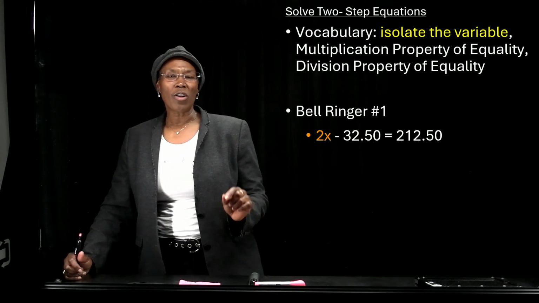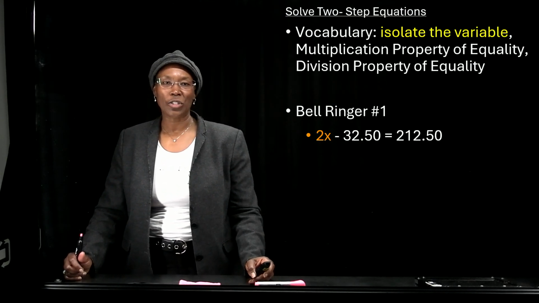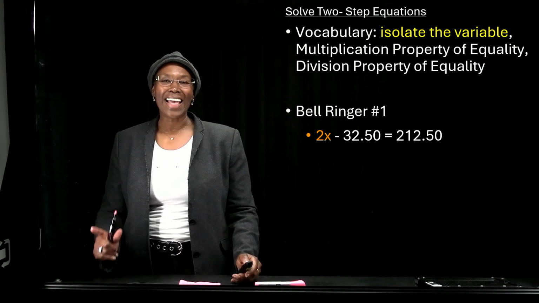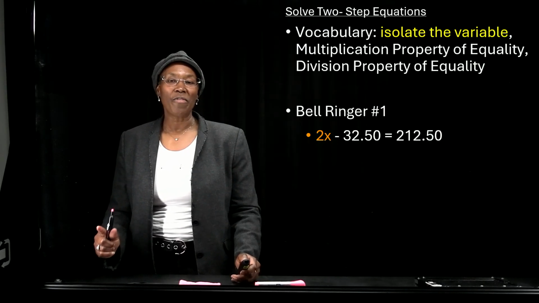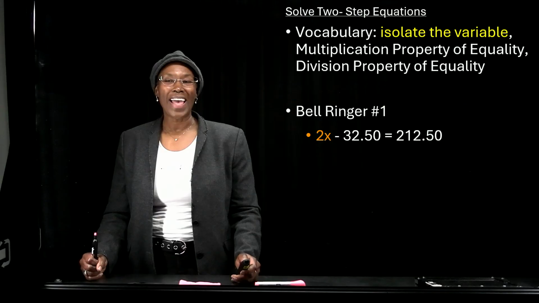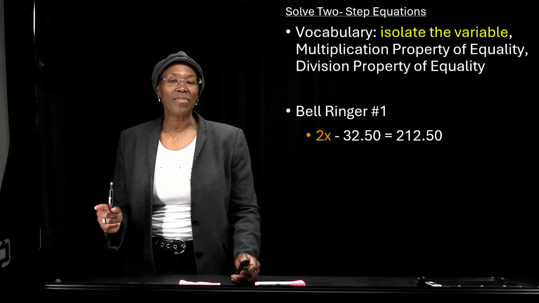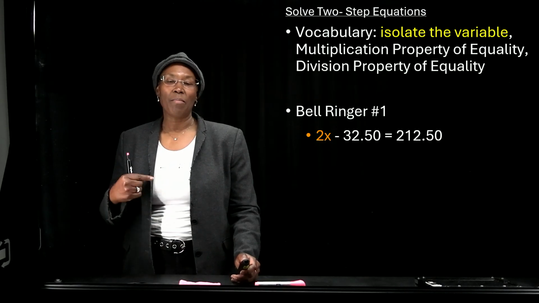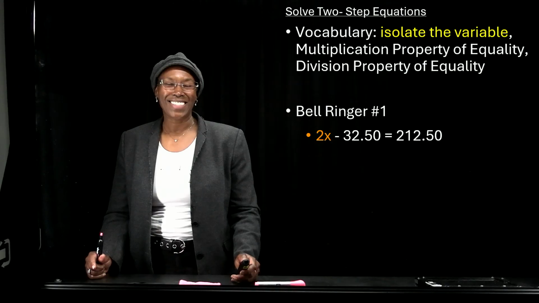Now, we are going to focus on that first term, 2x, that is in orange. This is the second step in solving our two-step equation. Because we have a coefficient attached to our x other than 1, it means we have to do one more step in order to isolate my variable. And that is our vocabulary, if you notice.